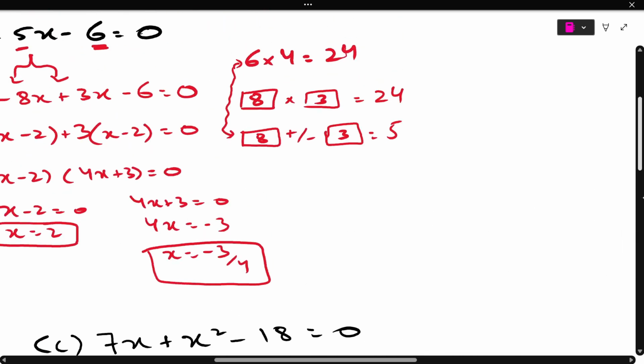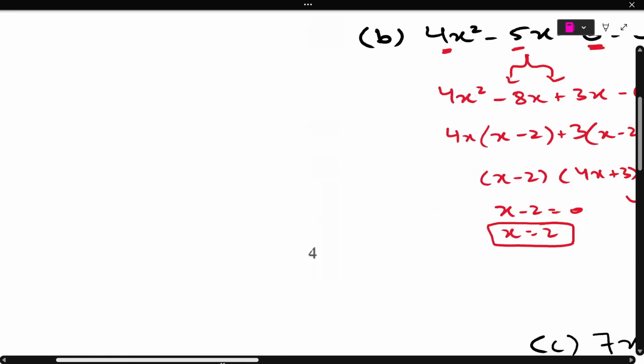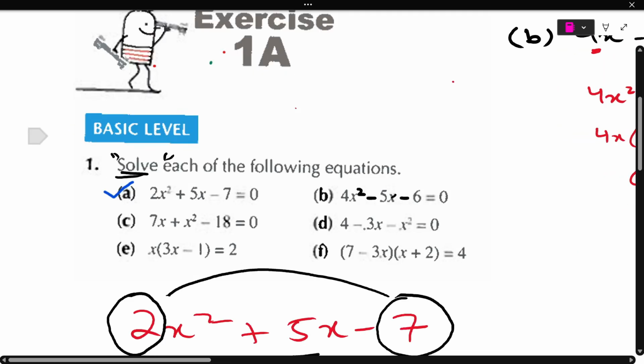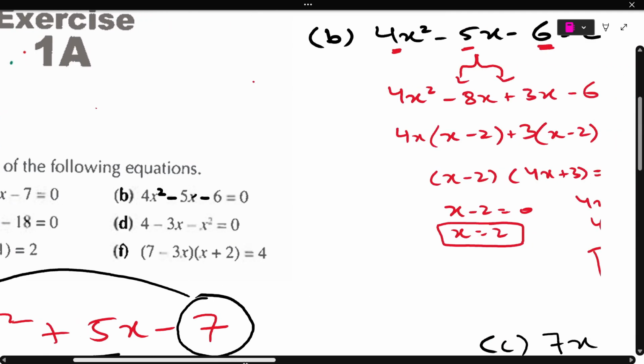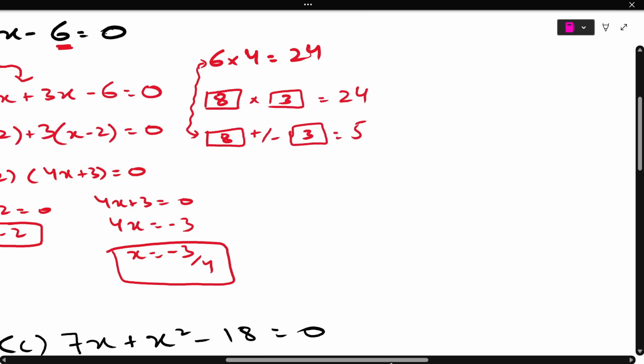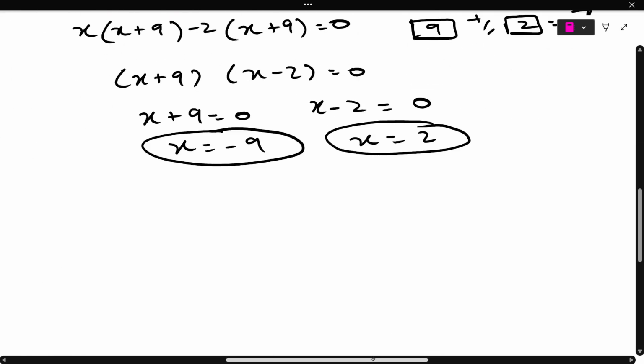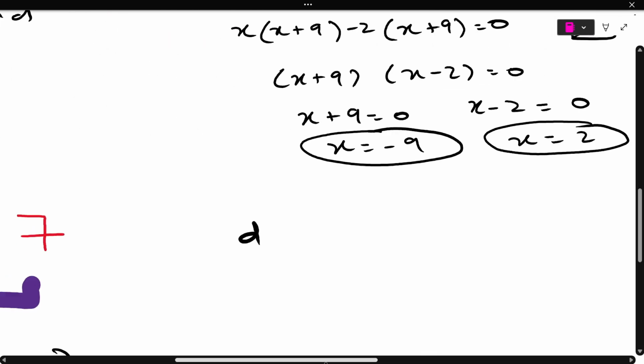Alright, now let's move forward to the next question. What does the next question say? Part number D. It says 4 minus 3x minus x square is equal to 0. Now there is one more point that I need to teach over here. It's the same thing. So minus x squared minus 3x plus 4.